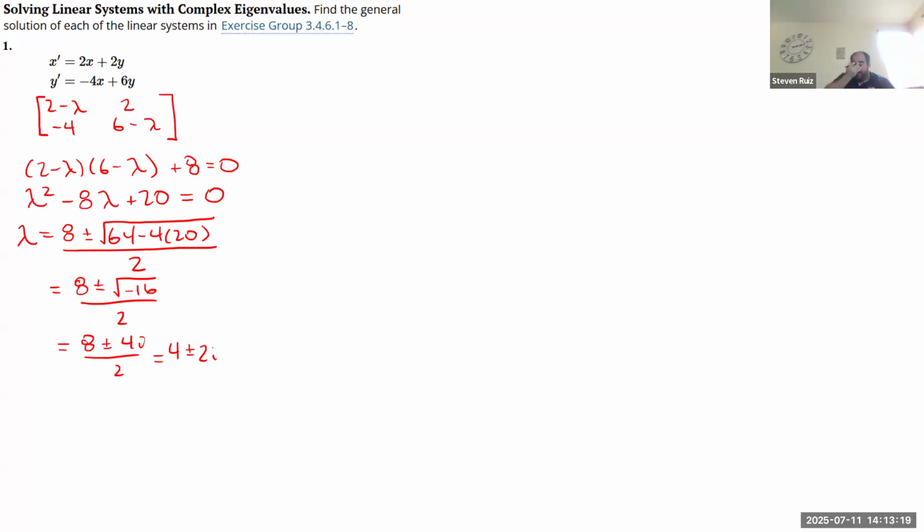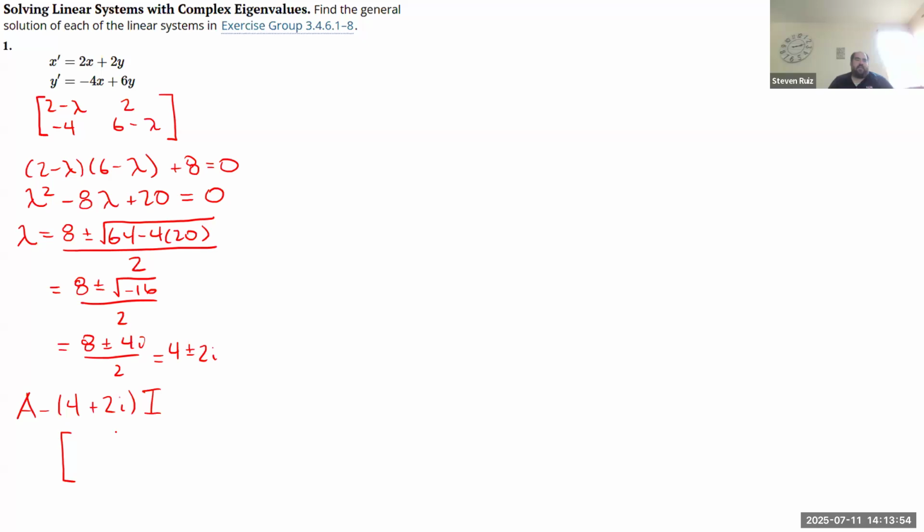Whenever you have complex eigenvalues, they're going to show up in conjugate pairs. One good piece of news about that is because they're guaranteed to show up in conjugate pairs, I only need to look at one. I'll get all the information I need from just one of them. So now I'm going to take 4 plus 2i. It really does not matter which one you take. And I'm going to build this matrix, A minus (4 plus 2i) I.